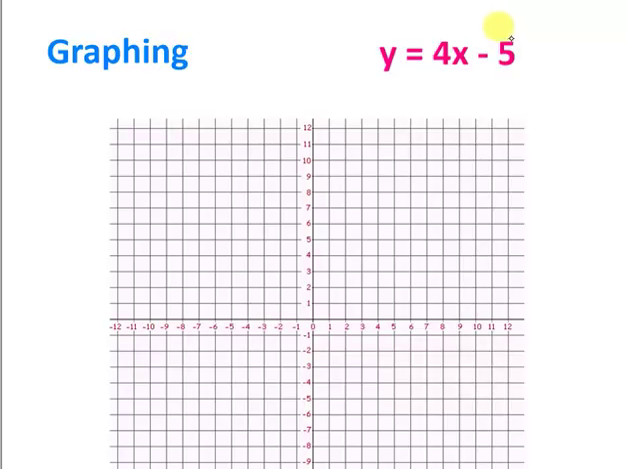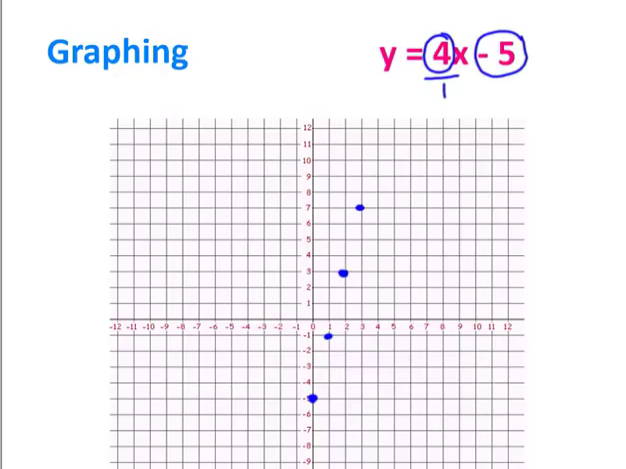Okay, so my y-intercept is negative 5. So I'm down here at negative 5. Now my slope is 4, which is 4 over 1. So I'm going to go up 1, 2, 3, 4 over 1. I'm going to do that a couple times, so I make sure I have a super straight line. 1, 2, 3, 4 over 1.